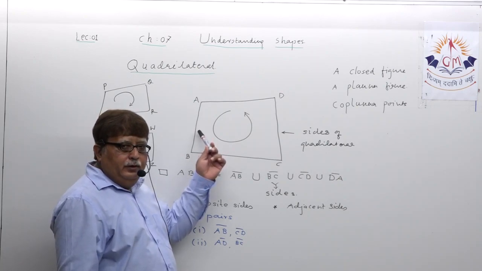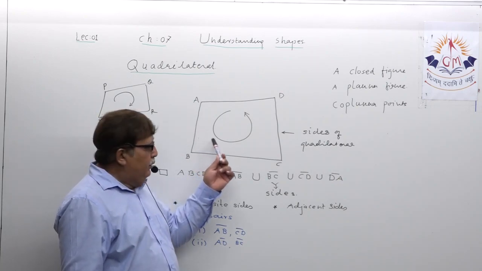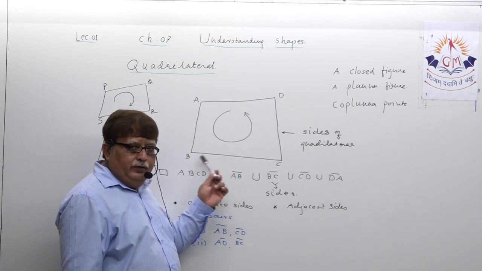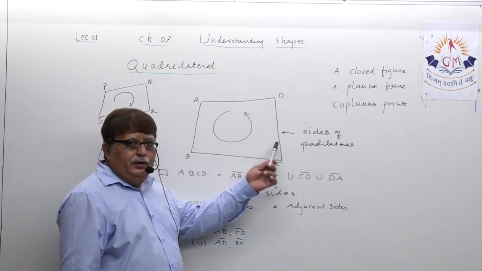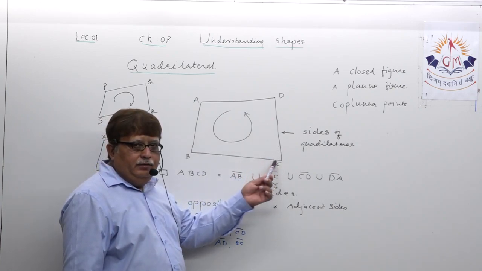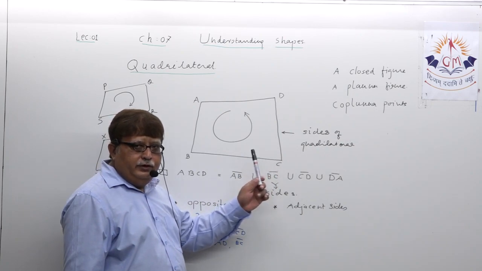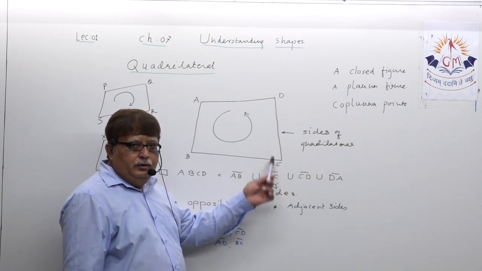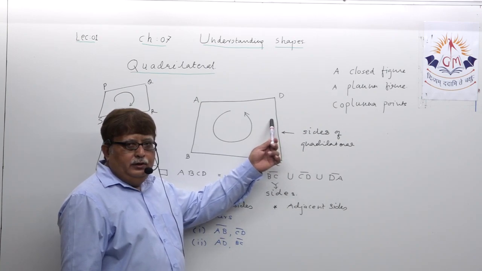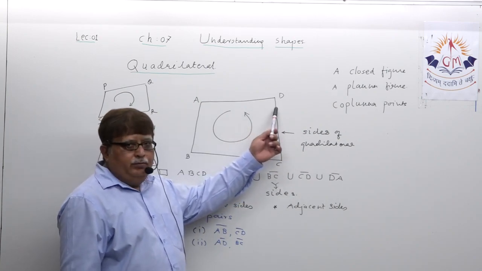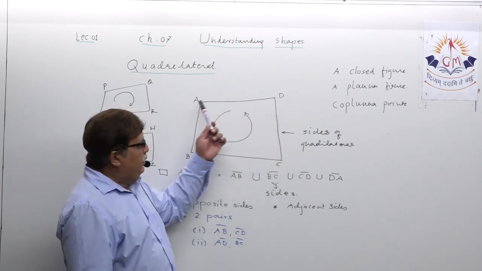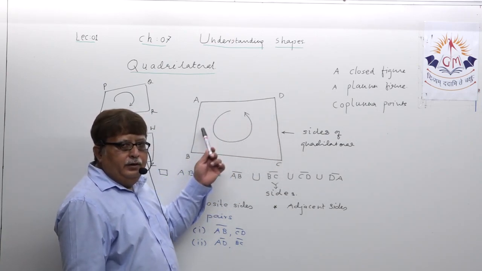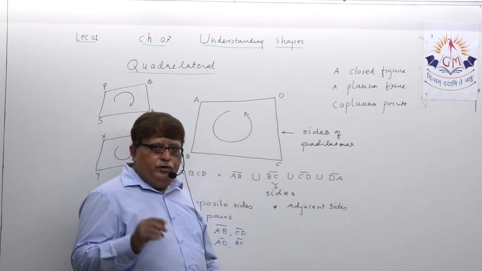Concentrate here. AB and BC, one point, B, is common. Second pair, BC and CD, again one point common. Third pair, CD and DA, one point common. Fourth pair, DA and AB, one point, A, common.